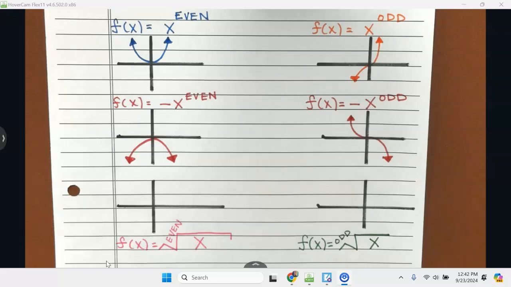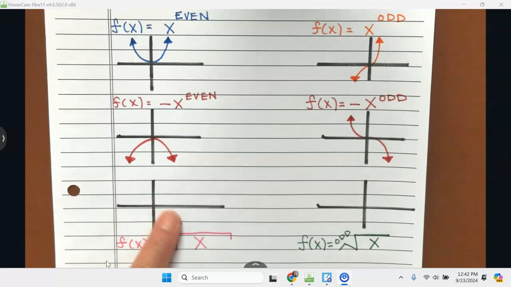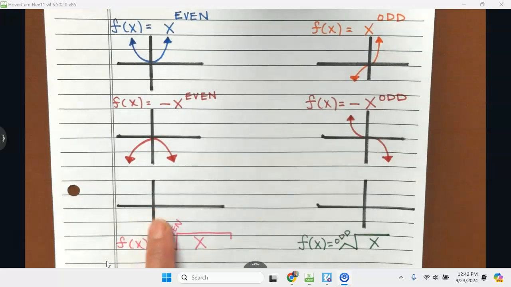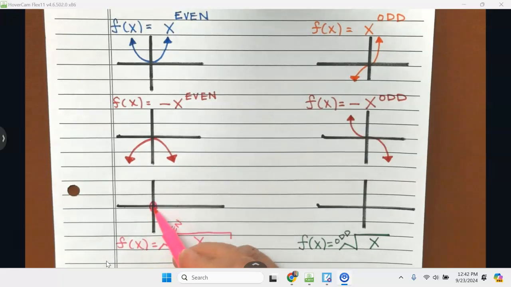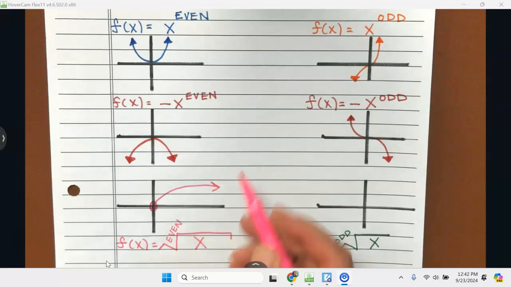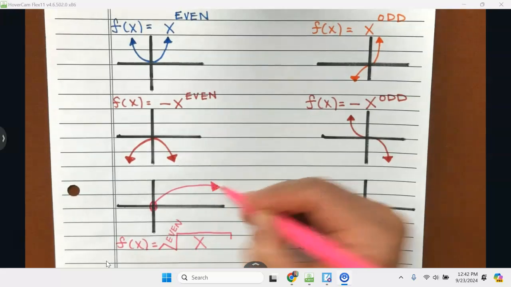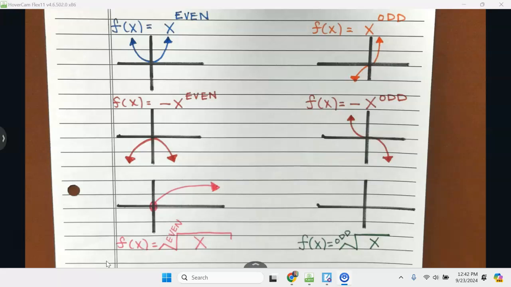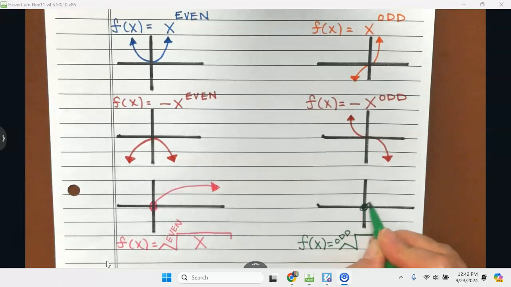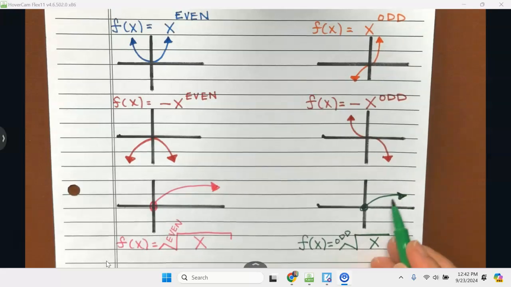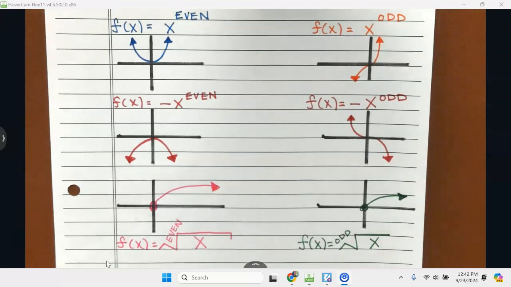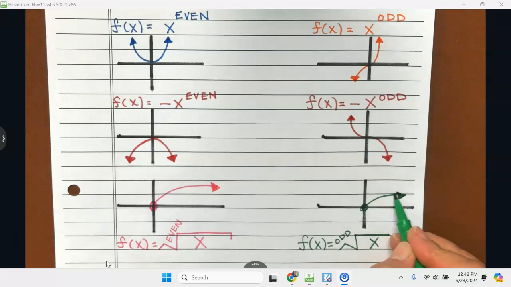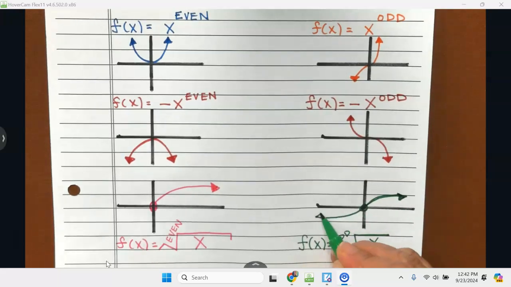Okay, and guys, from here, remember this looks like a square root function. So it's going to start right here. And you know, square roots have a branch that just kind of shoots off to the right. Now, for this odd function, it has that piece, but remember, you can take the root of a negative number. So it has a branch down here too.